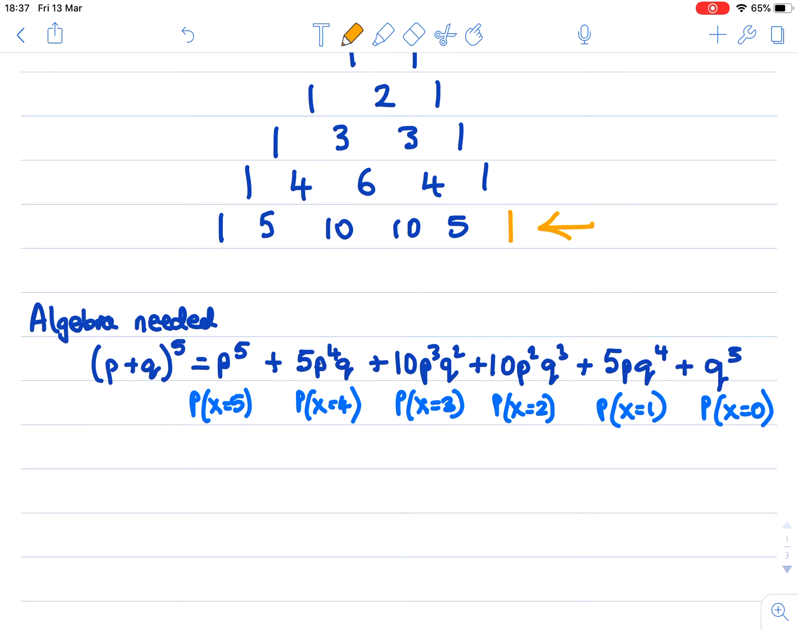So it starts off at p to the 5, that's 1 p to the 5, then 5, he's going to score 4, so he's going to miss 1, so p to the power 4, q to the power 1, then 10 p cubed q squared, so that's scoring 3 and missing 2, 10 p squared q cubed, because that's scoring 2 and missing 3, then 5 p q to the power 4, and that corresponds with scoring 1, missing 4, and then finally q to the power 5, so that's missing 5. So that's the algebra that we need. So we're set up now.